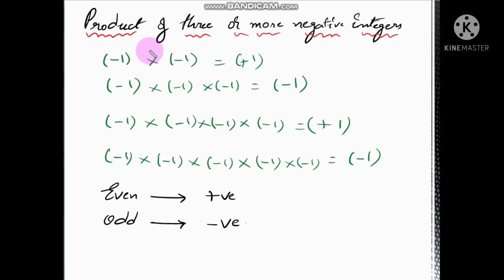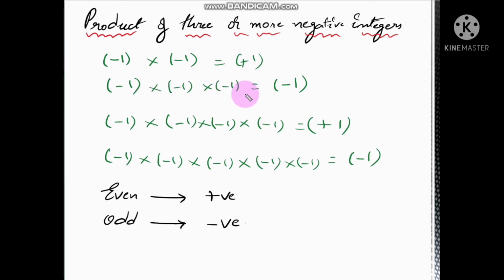So, minus 1 into minus 1. So, negative multiplied by a negative. Minus into minus, we get positive. 1 into 1 is 1. So, answer is positive 1. That is plus 1. So minus 1 into minus 1 into minus 1.